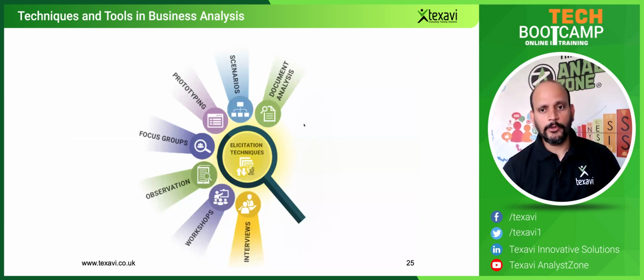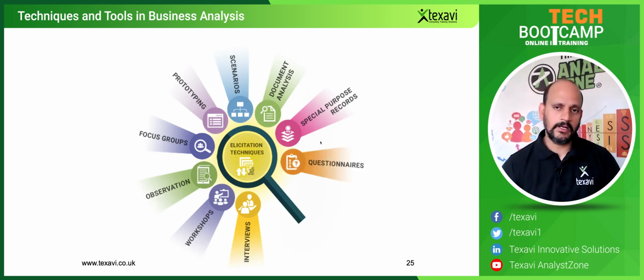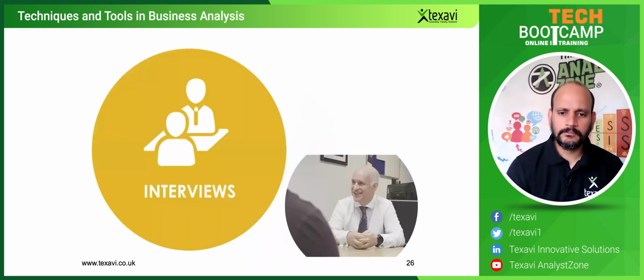We did look at document analysis. Then there's something called special purpose records, which is again very important. We're going to discuss each of these in detail. And finally, the questionnaires or the survey forms that we would use to gather data from the users. So we'll have a look at each of these in detail now and look at what the advantages and disadvantages are in terms of applying each of these techniques in real life.